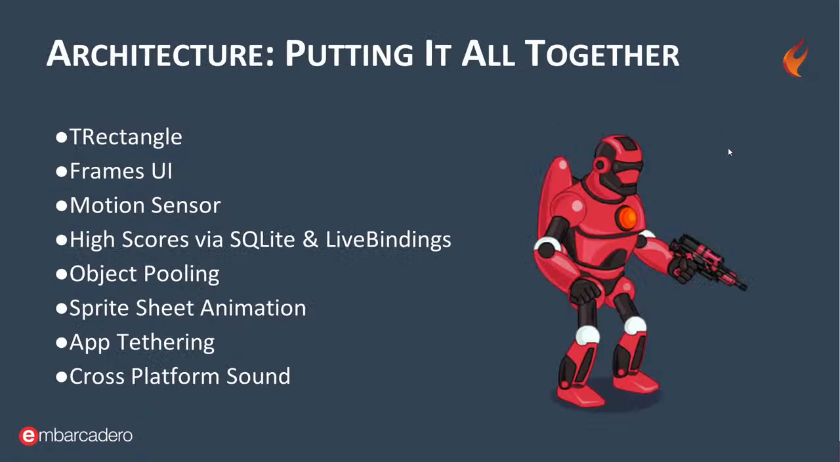The architecture and framework features we will be using are TRectangle as an image container, using frames for UI, utilizing the motion sensor, saving high scores using SQLite and live bindings, simple object pooling, sprite sheet animation, app tethering, and cross-platform sound. The games are built using a rapid application development style designed for fast iteration and quick time to market.